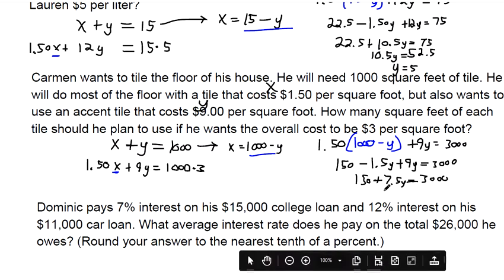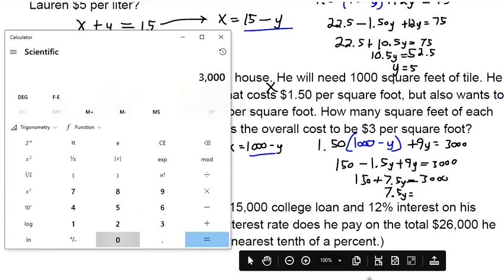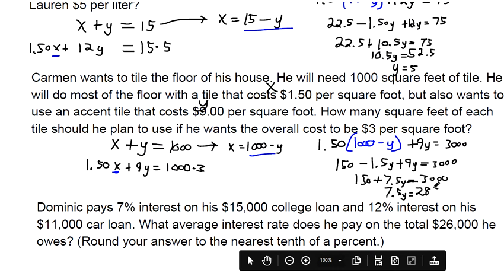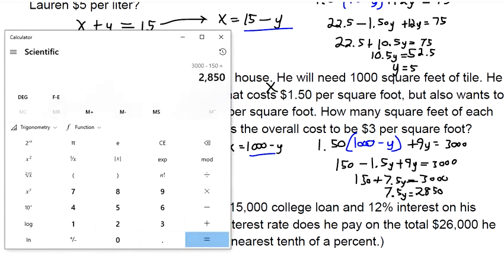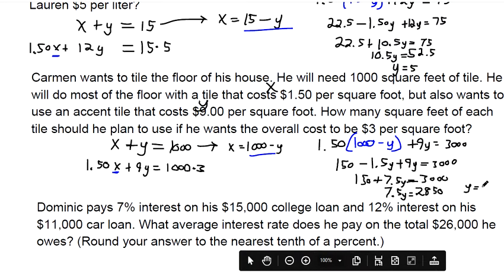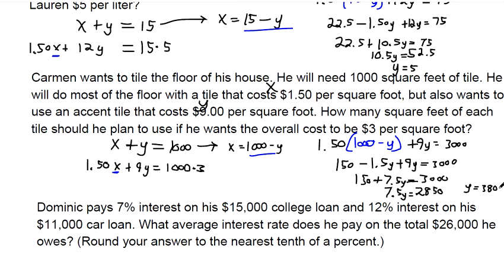So subtract 1,500 from both sides. So 3,000 subtracted by 1,500 gives us 1,500. And then the last step to get y by itself is to divide both sides by 7.5. So you get y is 200. And so that's how many square feet for that more expensive tile. So you could just plug that back in here to find out how much for the regular tile. 1,000 minus 200 gives us 800 for the $1.50 type.